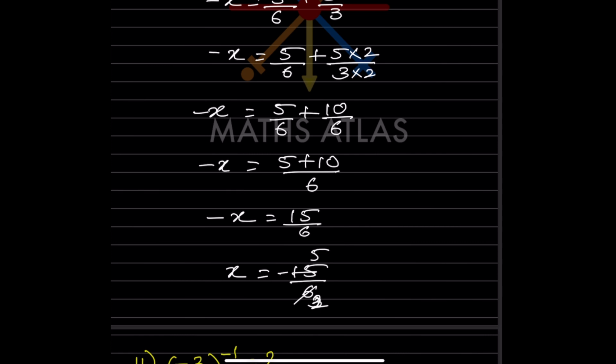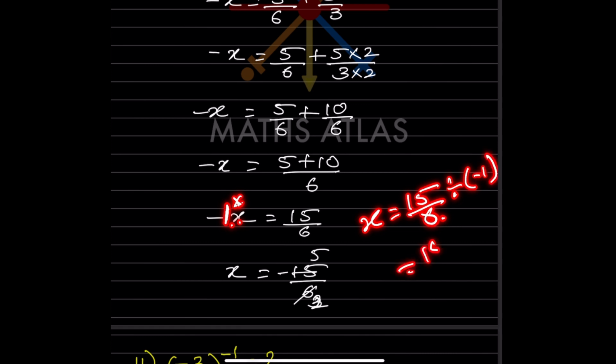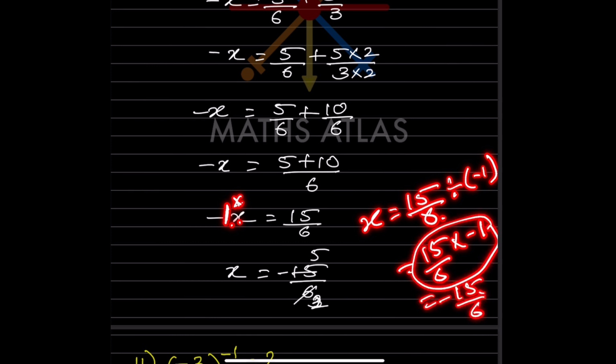So what you can do is write directly minus 15 by 6, or you can do one step after this one. If you get confused how to write minus 15 by 6, because we just want x and not minus x: see here, x is 15 by 6, and there is a coefficient of 1 over here, and this is multiplication, minus 1 into x. So what happens here? Multiplication becomes division. So divided by minus 1, this will be 15 by 6 multiplied by minus 1. So that is going to be minus 15 by 6. Hope this is clear. But this is a long way.